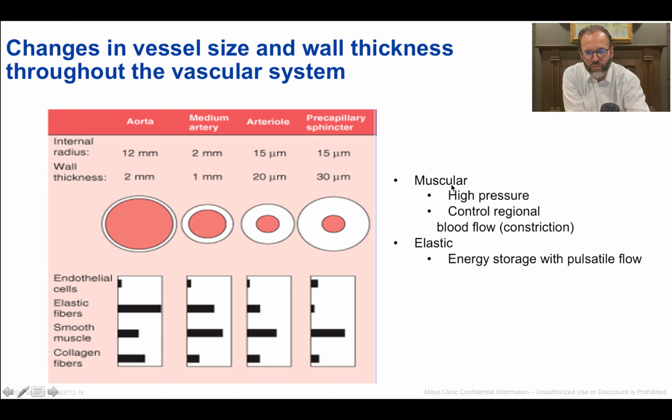And importantly, as we get to arterioles in particular, they are absolutely critical to being able to control regional blood flow. And so their changes in arteriolar tone are incredibly important for the redistribution of blood flow through changes in resistance. Of course, it would make sense when you look at the relative proportions of smooth muscle versus vessel size.